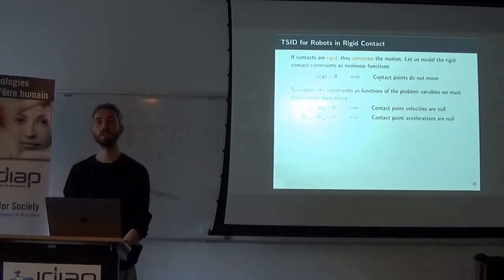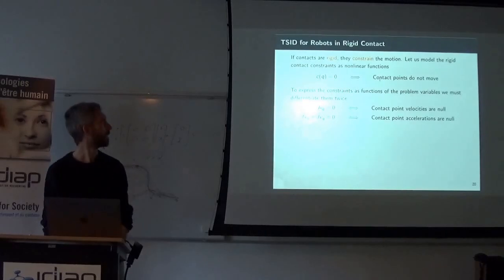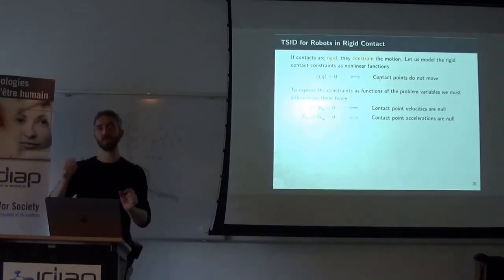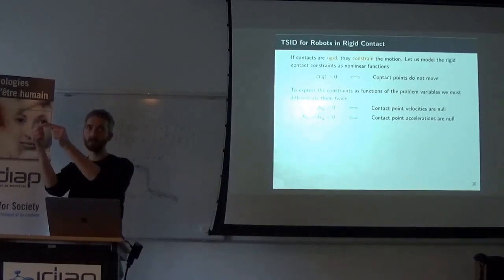Yes, Michele? The position should be constant, not 0. You have a location, a specific location. That's already inside C. Okay. So C is the difference between the location of the contact points on your robot and the location of the contact points in the environment. Okay. Yeah.